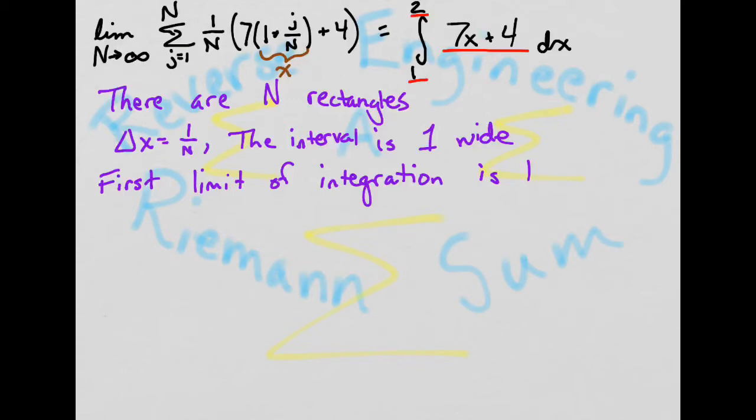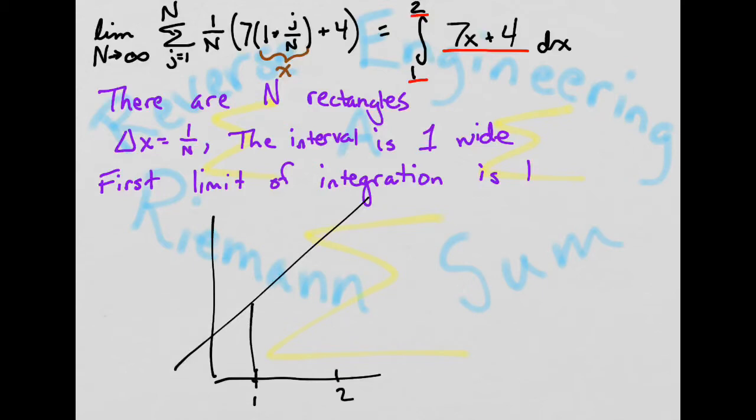But to solve this, let's draw this real quick. And so we've got ourselves a line going up, and we're starting at 1 to 2. And we're looking at this shape right here. Now, we can split this up into a rectangle and a triangle. So at 1, the height is 7 times 1 plus 4, which is 11. I'm just plugging that into my function. And then at 2, it's 7 times 2 plus 4, which is 18. Okay, so that makes it easier.